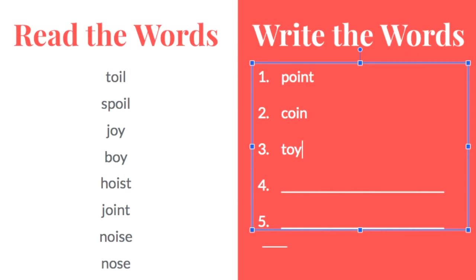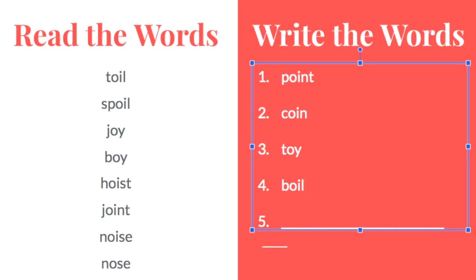Boil has 3 sounds, b, oi, l. It does say oi, and it's in the middle of the word, so we're using the oi pattern. Boil is spelled b, b, oi, oi, l, l.